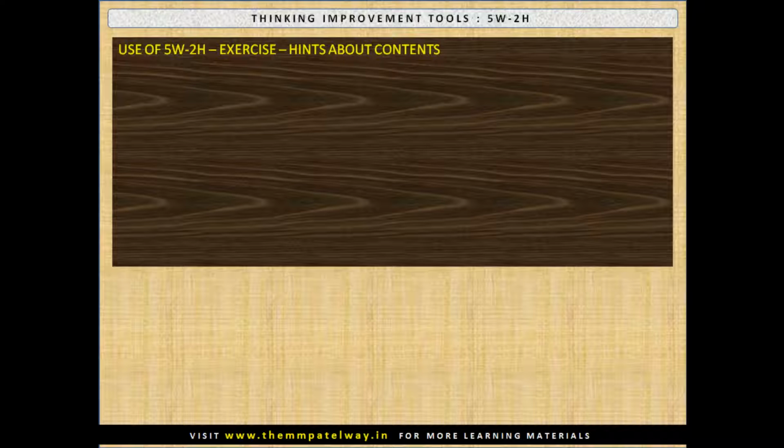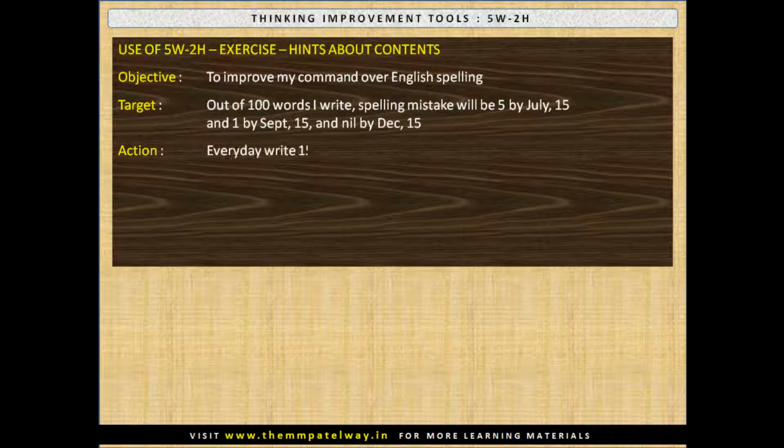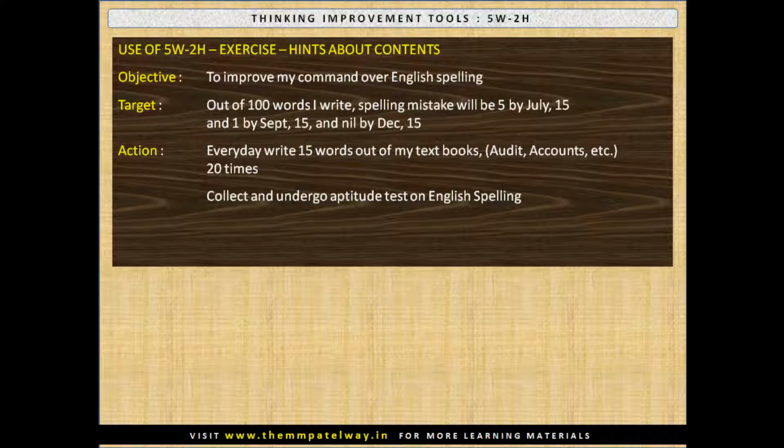We start with the objective. The objective is to improve my command over English spelling. Target. The target will be, out of 100 words I write, spelling mistakes will be 5 by July 15 and 1 by September 15 and nil by December 15. Now action. Every day I will write 15 words out of my textbook 20 times. The subjects will be audit, accounts, taxation, etc. I will also collect and undergo aptitude test on English spelling.